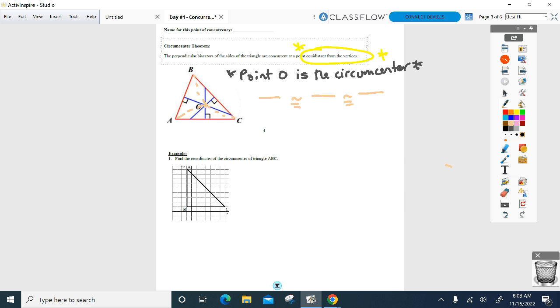What three line segments are now congruent? O is equidistant from the vertices because it's the circumcenter. So that tells me OA, OC, and OB are all the same length. Circumcenters are equidistant from your vertices. Questions? Because we're going to get a little tougher here with the next question.